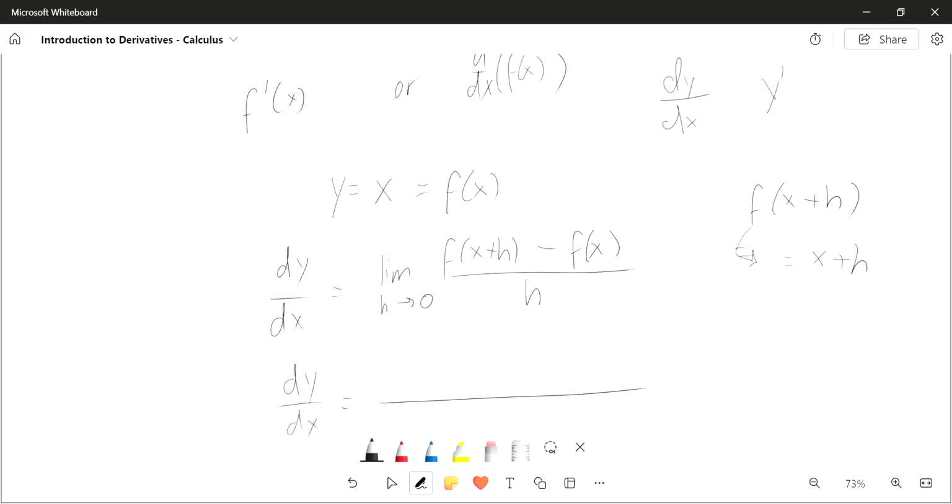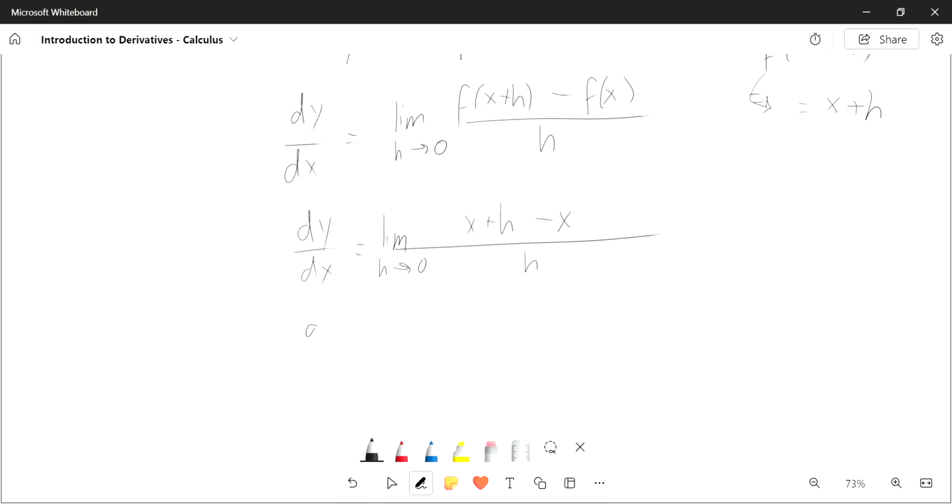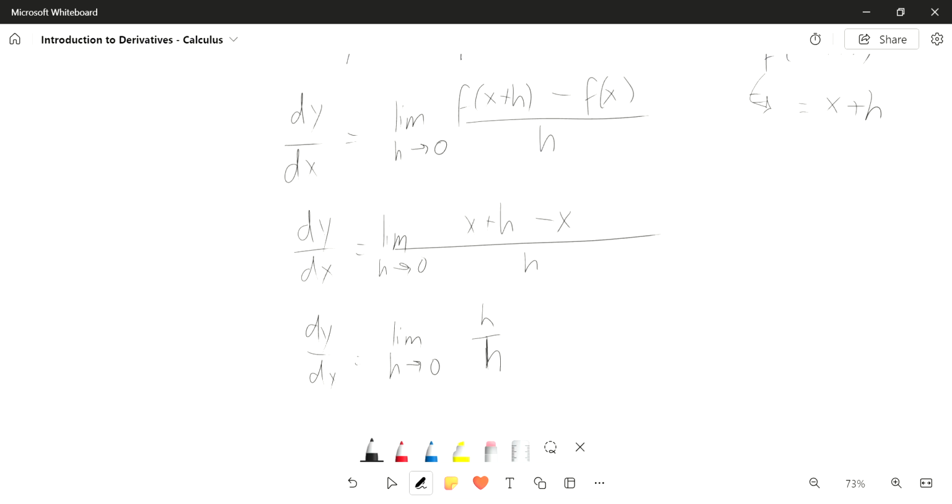So you have x plus h minus x all over h. And once you simplify this, you get h over h. And you can't evaluate this limit just yet, because if you do, you get 0 over 0. But as soon as you can factor an h out of the numerator, then you know you're doing it right.